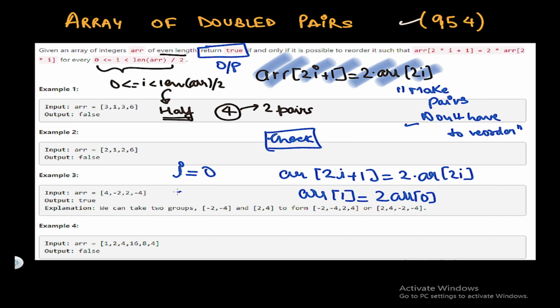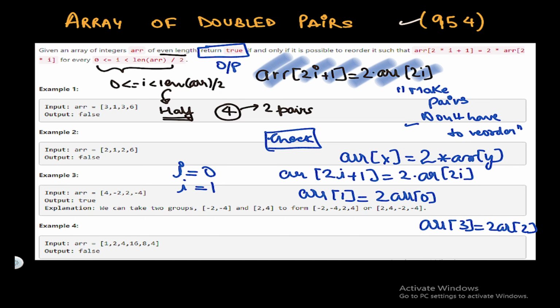And let's say that my i is equal to 1. So when my i is equal to 1, this would become array of 3 should be equivalent to 2 times array of 2. So can you construct a relationship? This relationship is basically array of any number x should be equivalent to 2 times array of any number y. This is the condition which we want to explore. That is, array of x should be equivalent to twice of array of y. This is the main condition which is asked in the question.